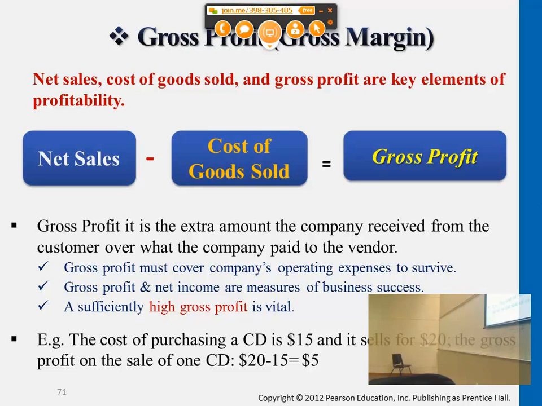Okay, so the official definition here is the extra amount the company received from customers over what they pay to vendors, but really what they're saying is just the difference between cost and retail price. For example, if the cost of purchasing a CD is $15, and later the company marks up the price so the customer pays $20, then for each sales transaction of one CD, you're getting $5 of gross profit. If you sell 2 CDs, you're getting 10, 3, you're getting 15, 4, you're getting 20. Overall, gross profit captures the difference between the total cost and the total sales revenue, retail price and cost.